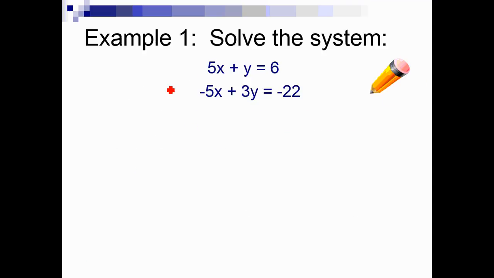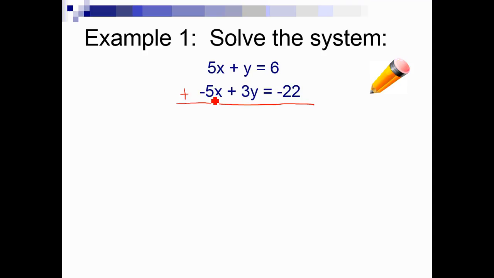So let's take a look at this first example here. It says solve this system. 5x plus y equals 6, negative 5x plus 3y equals negative 22. Now remember with this method, linear combination or elimination, we're going to add our equations together. So we're just going to line them up like old school addition here. And we're going to go ahead and add our equations together.